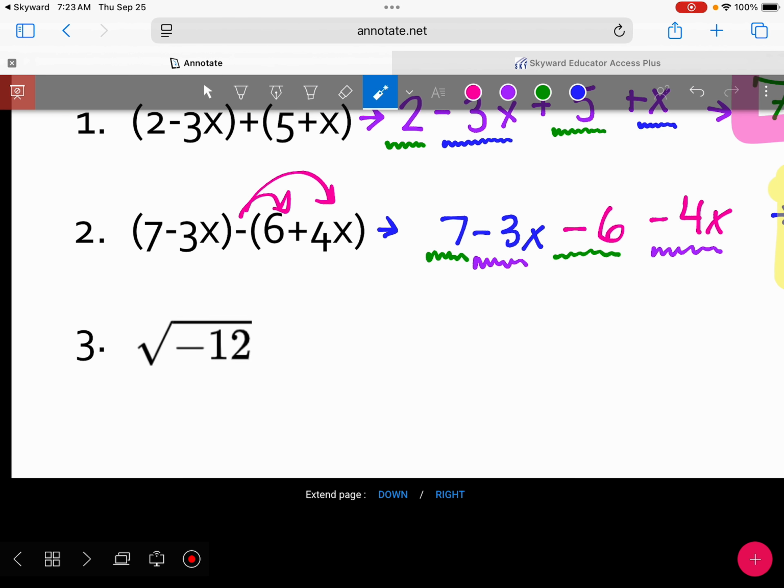Bottom one is very much what we did yesterday. How can we simplify the square root of negative 12? So if I just give up and type it in the calculator, it's going to tell me domain error. Boo.